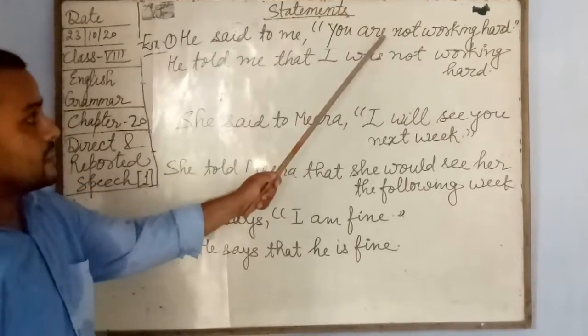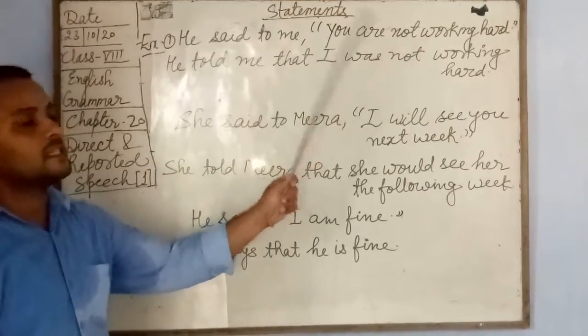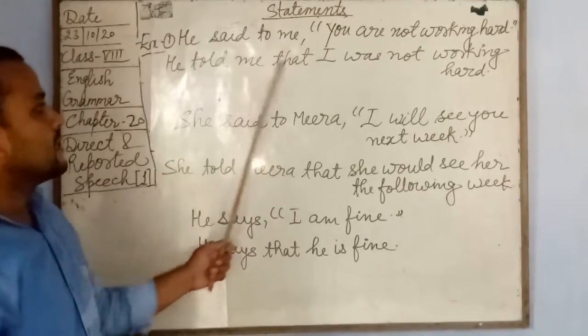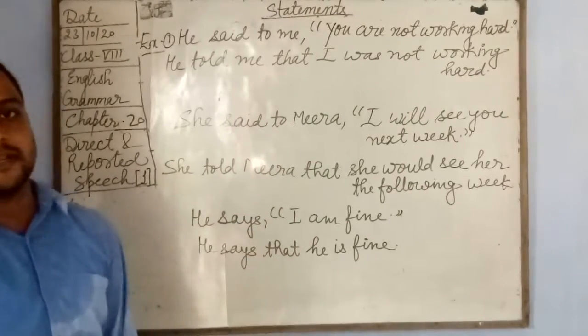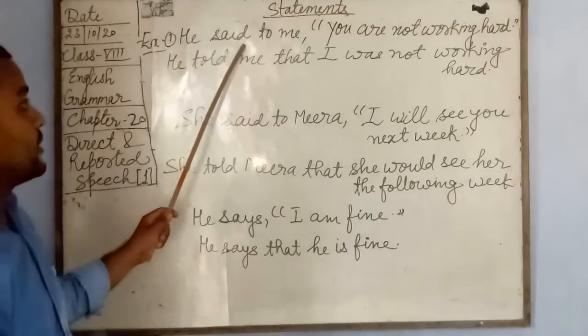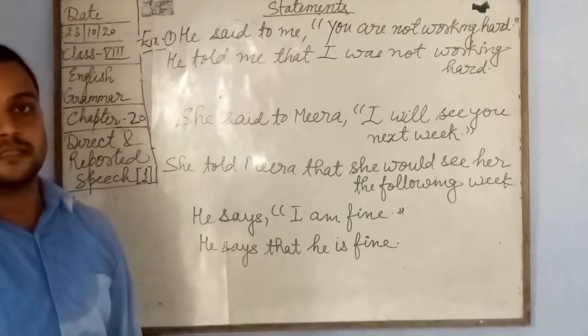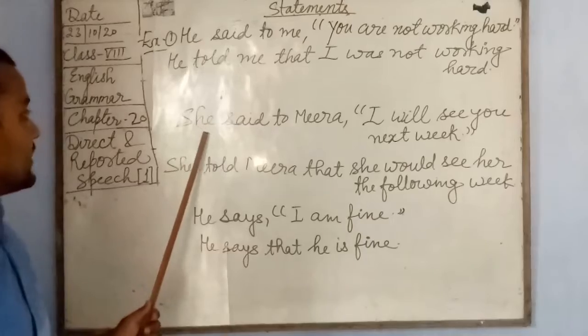Clear? The tense of direct speech is present continuous, but the tense of indirect speech is past continuous. Why? Because the reporting verb is in past tense. Clear? Now see the second example.